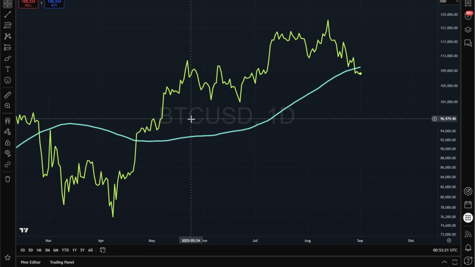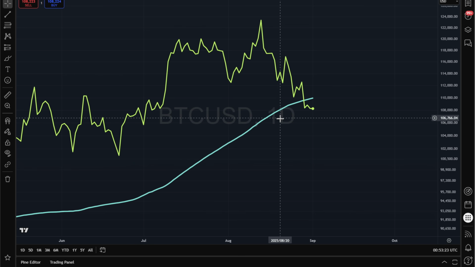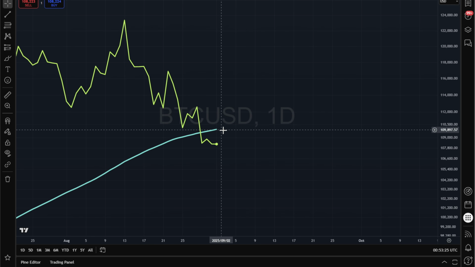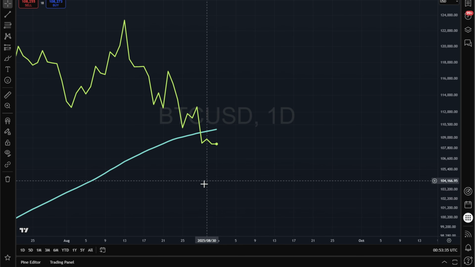And so let's say we now get into cash and we don't go back until we go above that 120-day SMA, which by the way is currently at $109,900. What's the best way to execute this strategy?